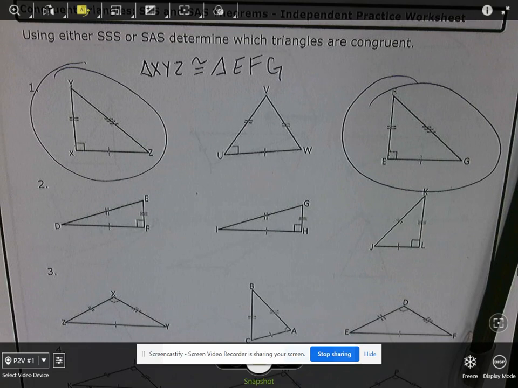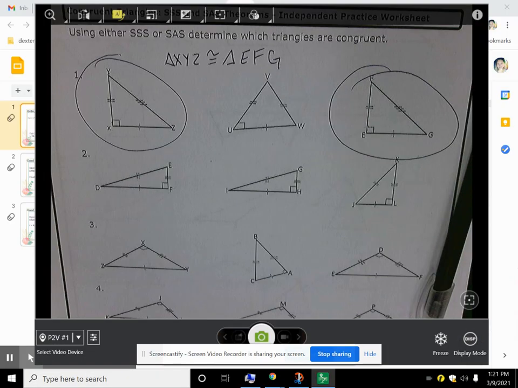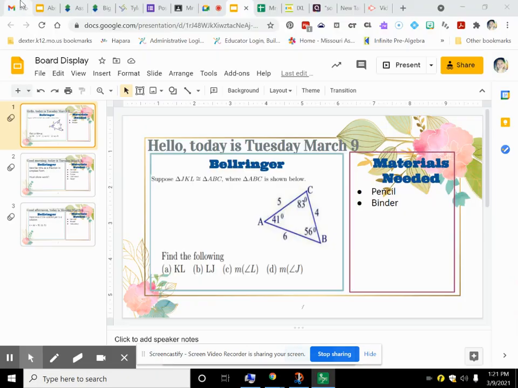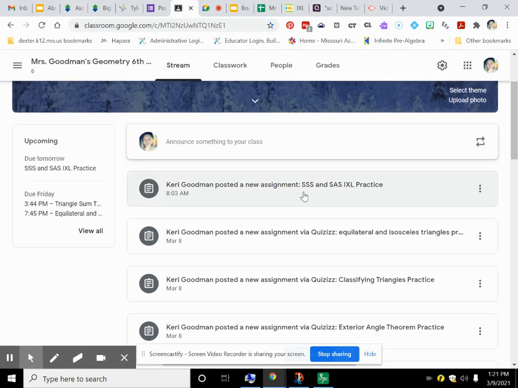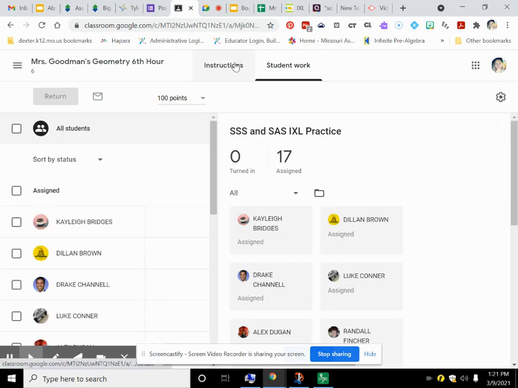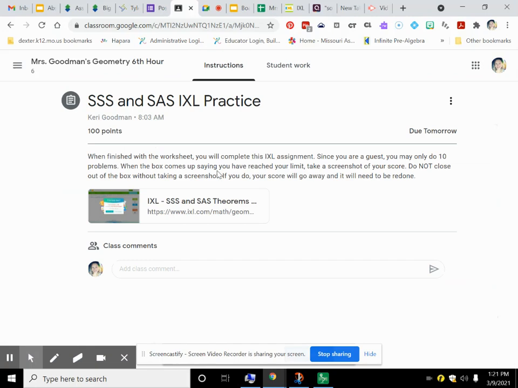Actually, before I give you the worksheet, when you're finished with the worksheet and you turn the worksheet in, you need to go to Google Classroom. This is for those of you that finish. And you will see that I've posted side, side, side, and side angle side IXL practice. Read instructions. It says, when finished with the worksheet, you will complete this IXL assignment. Since you are a guest, you may only do 10 problems.